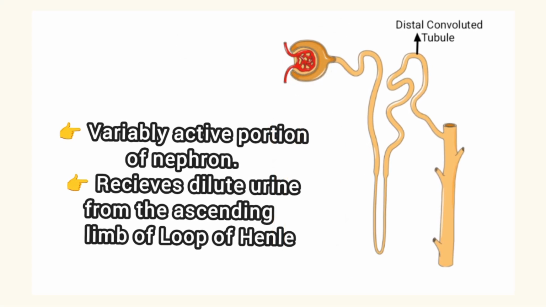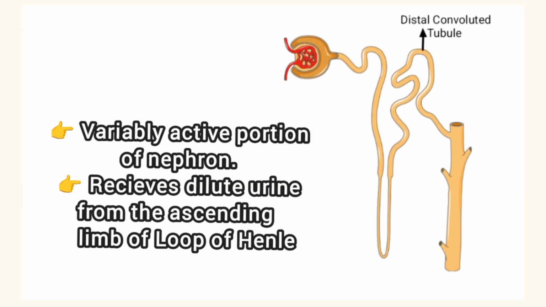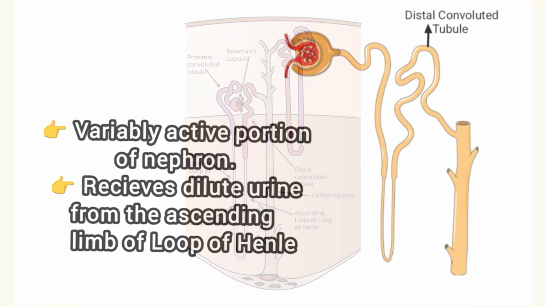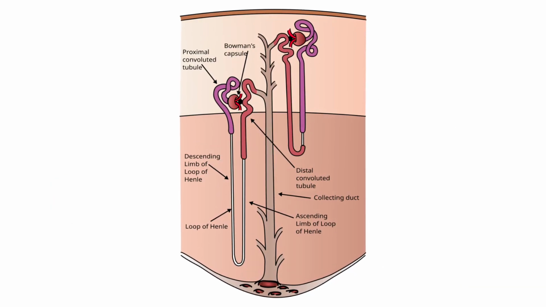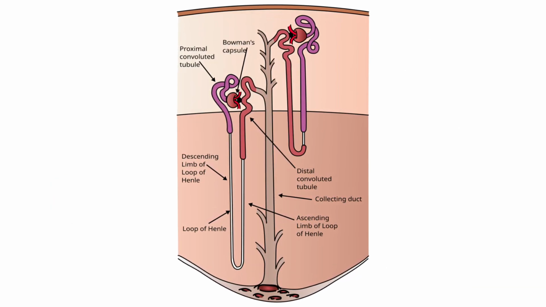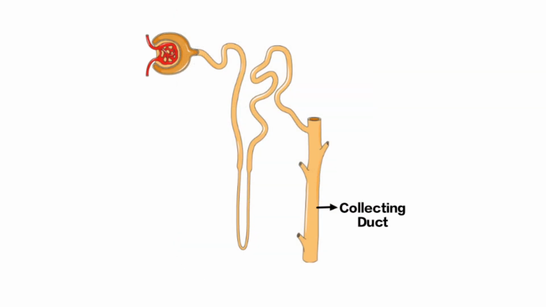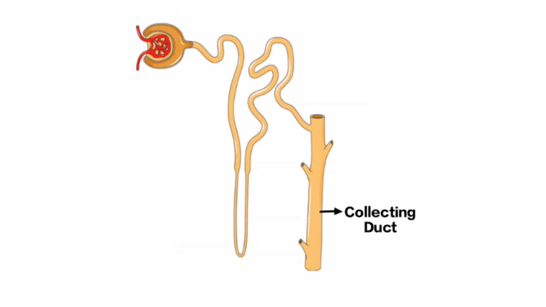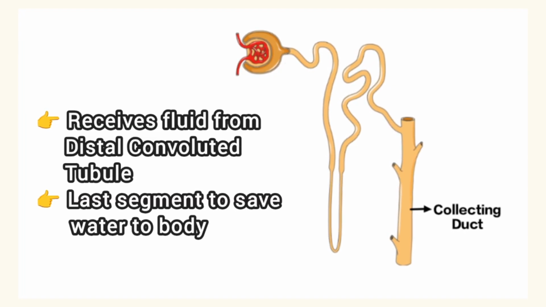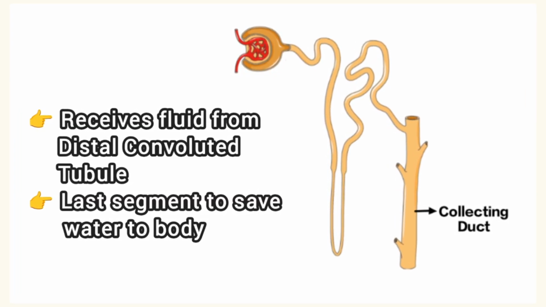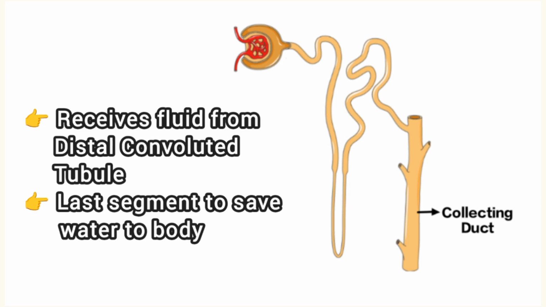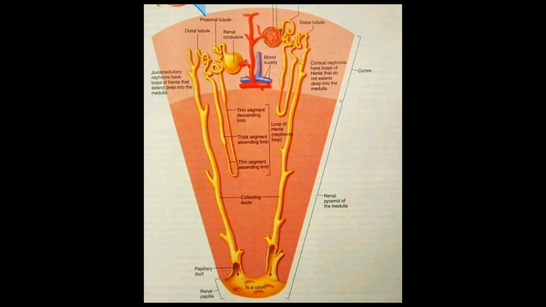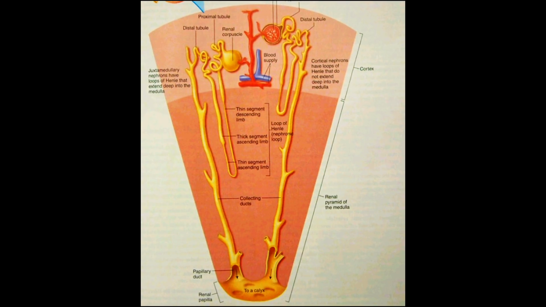It is the variably active portion of the nephron, which receives dilute fluid from the ascending limb of the loop of Henle. The distal convoluted tubules of many nephrons open into a straight tube called the collecting duct. The collecting duct is also a variably active portion of the nephron. It receives fluid from the distal convoluted tubule and it is the last segment to save water for the body. The collecting ducts converge in the medullary pyramids and open into the renal pelvis through the renal calyces.